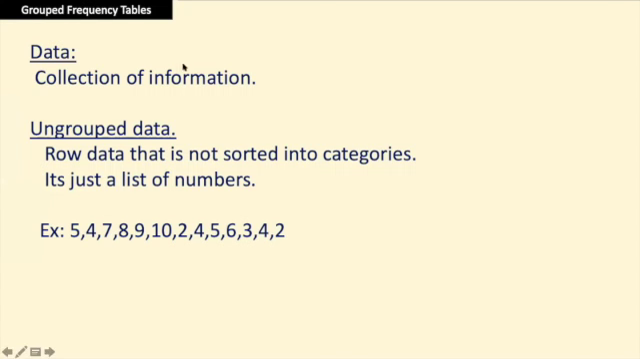Ungrouped data is data which is in the same form as it is collected. Raw data that is not sorted, which is not arranged in special order or special categories. Such data is called ungrouped data. For example, a set of numbers here, this is ungrouped data because it is just as it is collected.